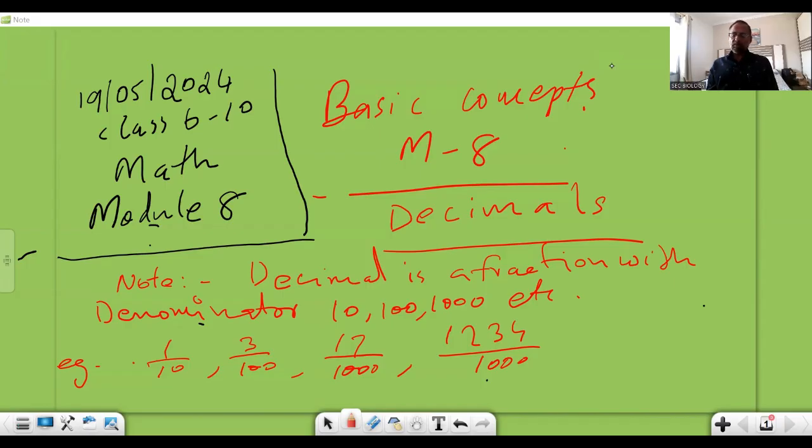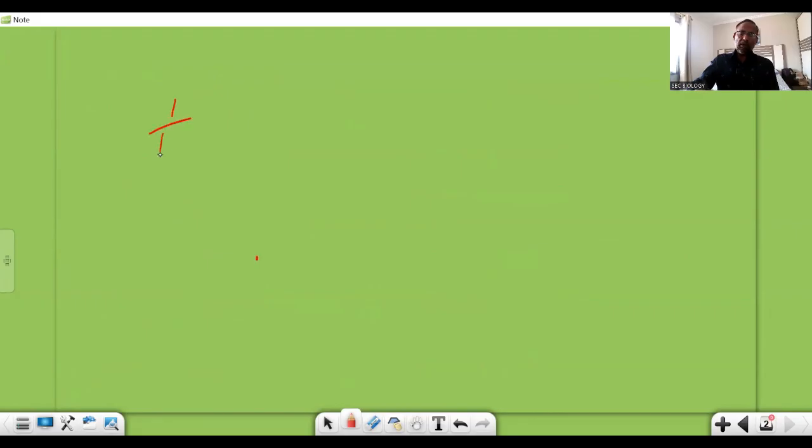Here are some examples. 1 by 10, that is 0.1. Listen here. 1 by 10, one zero, is 0.1. We can read this one as 0.1. You have studied how we can read it.